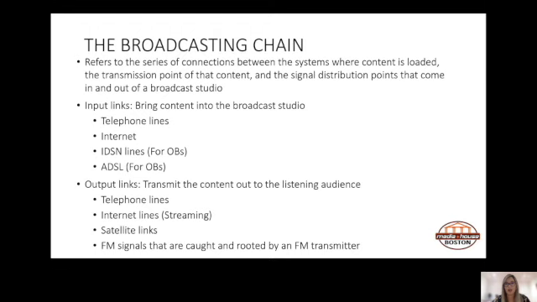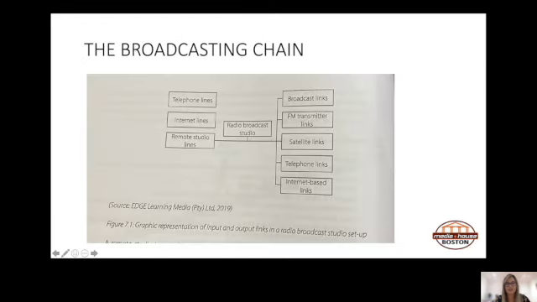Okay, I'm going to be jumping around a little bit here. This graph is in your textbook on page 250. And what this shows is the input links, which bring content into the studio. In this case, this would be referred to as a permanent on-air studio. Then on this side, the output links transmit the studio's produced content out to the listening audience. So here, input in, radio broadcast studio, output out, via a number of different ways and platforms.